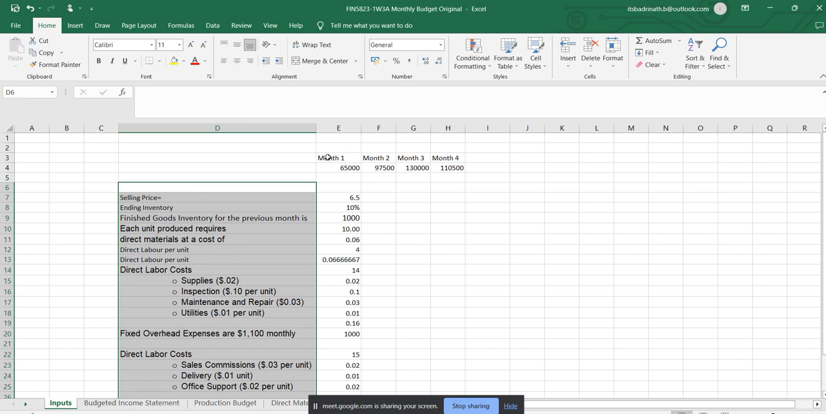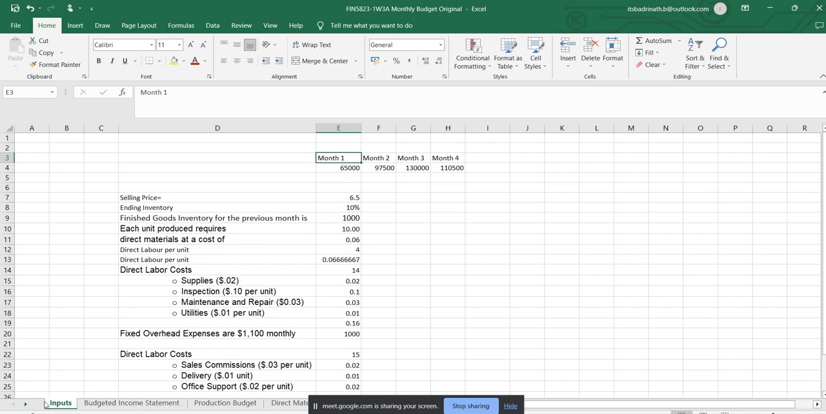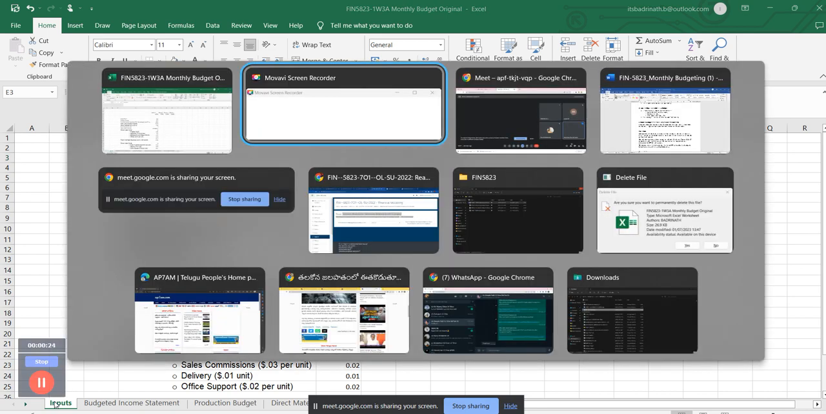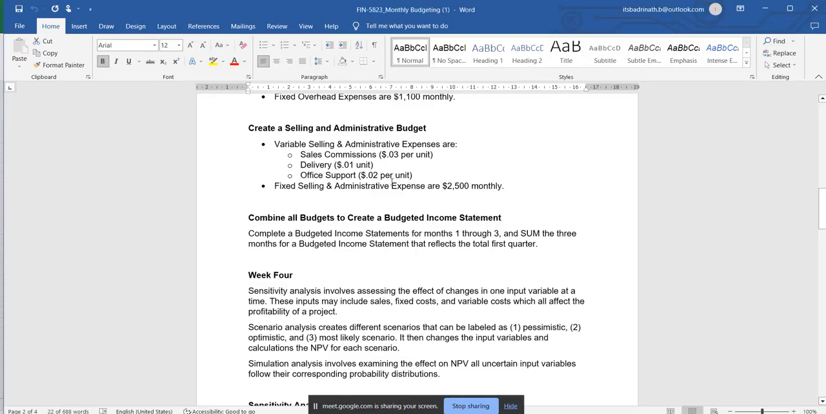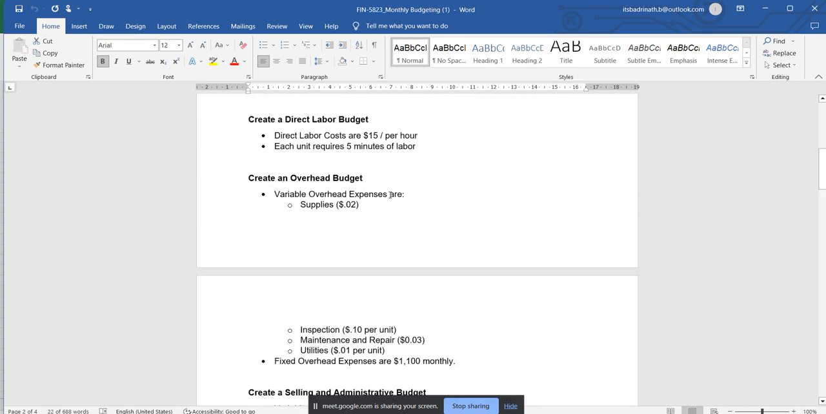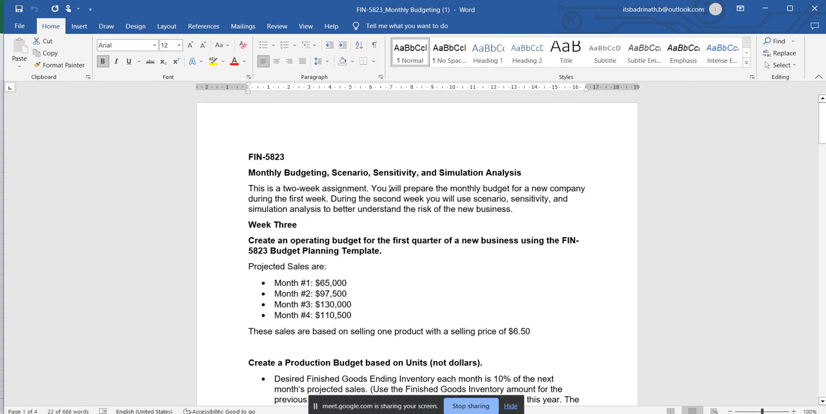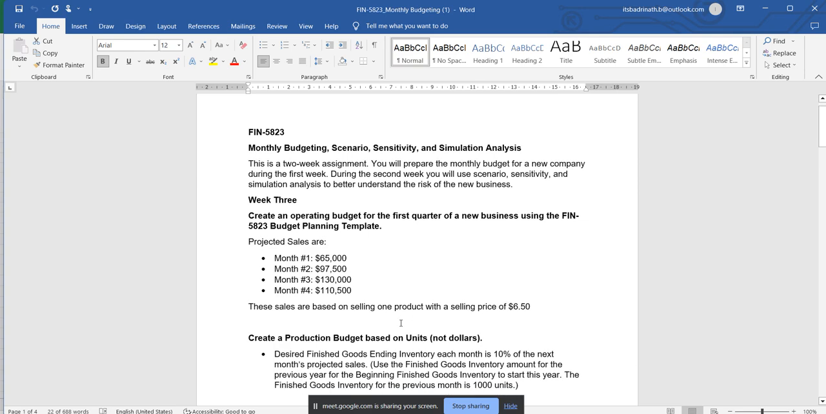Okay? So first, based on this, what I'm calling the input sheet. You can also rename it according to your understanding, but I'm calling it an input sheet. Whatever data is given in the document, almost all the input values will be taken into that. So let me start step by step.